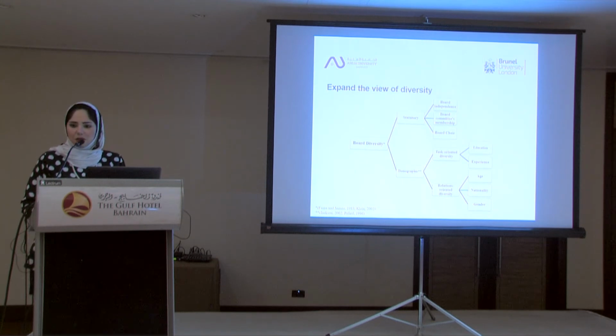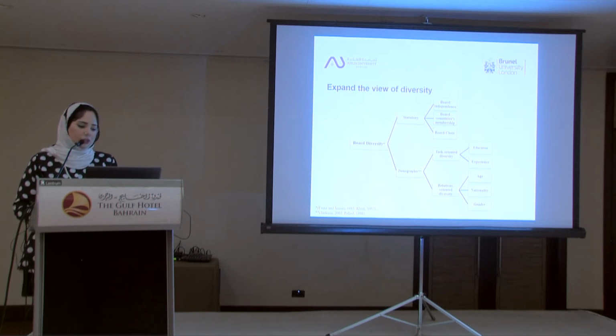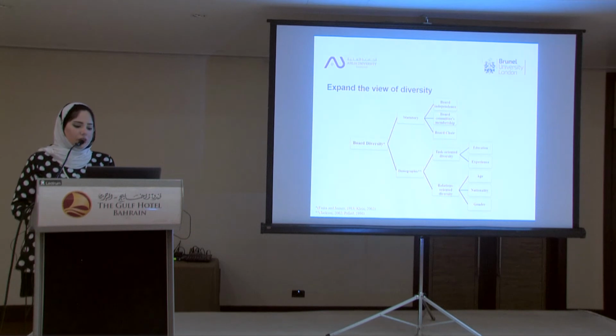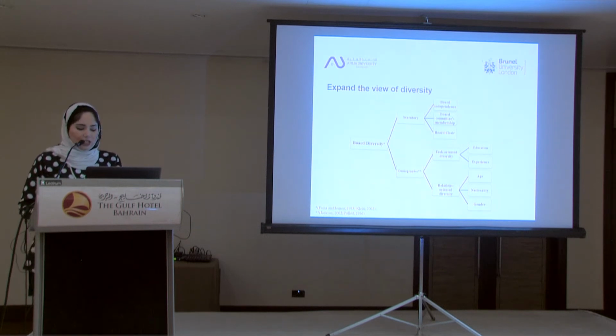Based on the literature, many researchers try to categorize board diversity into different categories. For example, in this figure, you can see that we have two categories, the statutory and the demographic. The statutory, of course, includes board independence, board committee membership, and board chair. At the same time, we have the demographic characteristics, which include task-oriented diversity and relations-oriented diversity, including age, nationality, gender, and education and experience.